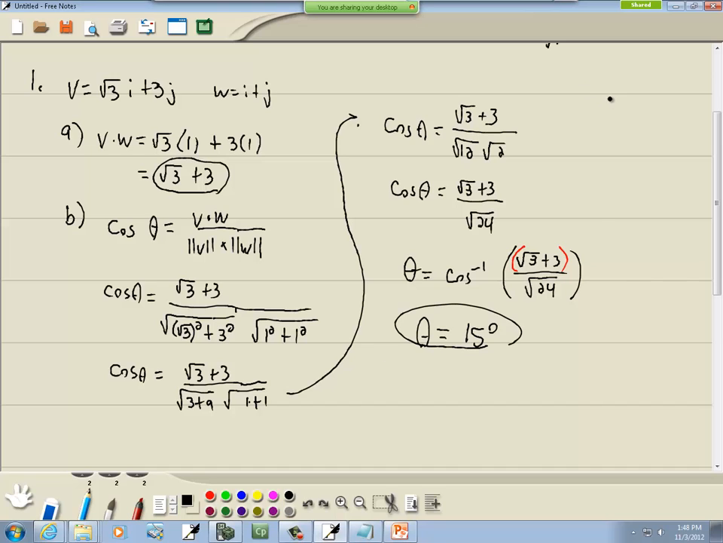Now, if I were to graph these, and it doesn't have to be too precise, the square root of 3, I think that's 1.7, and this is 3, so 1.7 and 3 would be right there, that vector. And this is 1 and 1, which is right here, which looks like that, which looks like about 15 degrees, so that seems normal.